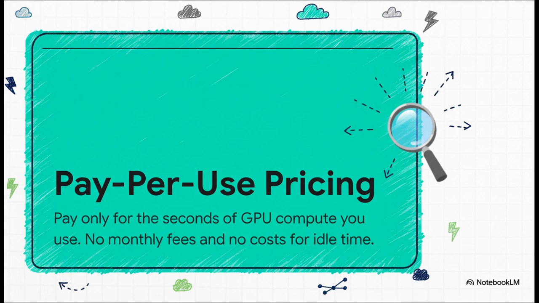So how do you pay for all this magic? Well, this is where it gets really, really good, especially for experimenting. It's a pure pay-per-use model. You only get billed for the actual seconds of GPU time your model is running. There are no monthly fees, no charges for idle machines just sitting there. If you run a model for, say, 3 seconds, you pay for 3 seconds. That kind of transparency makes trying out new ideas basically risk-free.